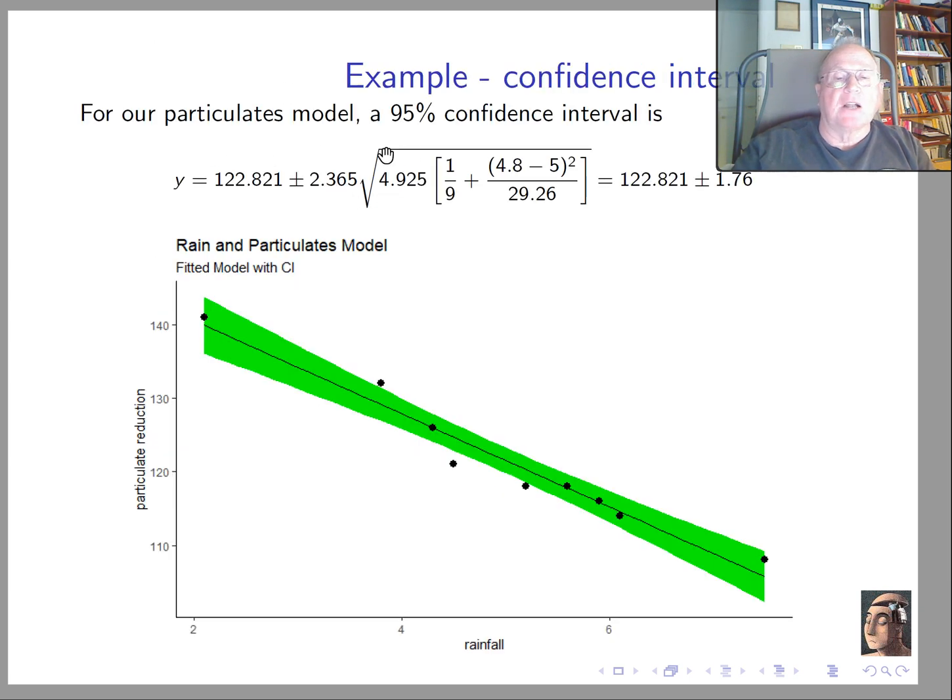So for our model, a 95% confidence interval says here's the point estimate, plus or minus the t multiplier times the square root of the mean square error times 1 over the sample size, plus there's our slope error. And so when we calculate this, we get 122.8 plus or minus 1.76. Now we can calculate this at any point on the line, and that will give us our confidence interval. Notice this interval is narrowest at the center and it's wider out at the ends.